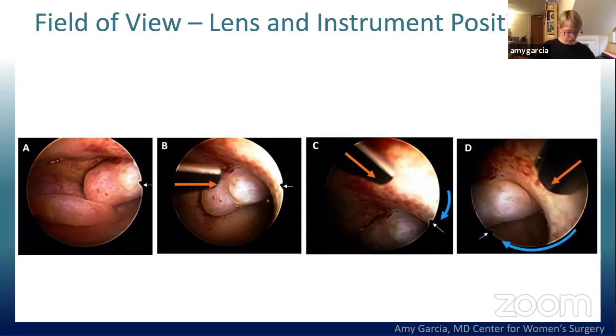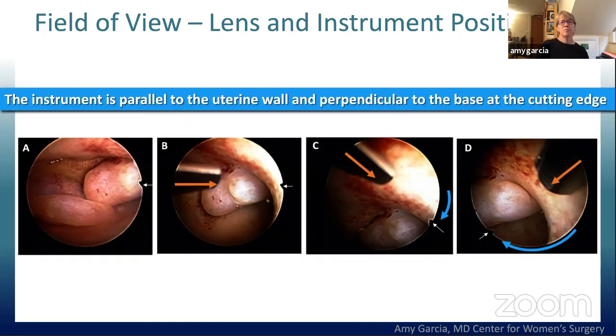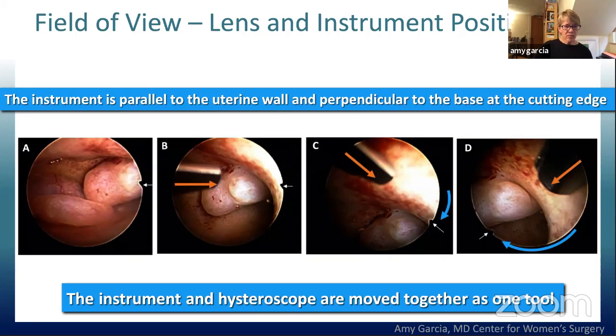So now I can fully rotate my lens, and that brings my operative instrument to the place that I have the best access, which means more efficient use of my instrument in an awake patient, and I can get this procedure done much quicker with less struggle. So it's really just being aware of these components will make your polypectomies more efficient and ultimately, I think, better for the patient. Again, we move the instrument together as one tool.